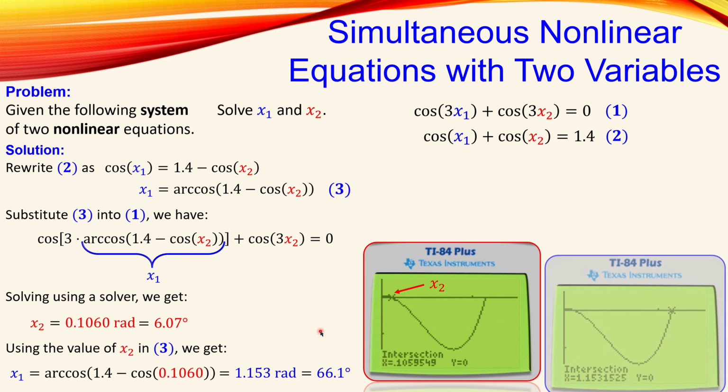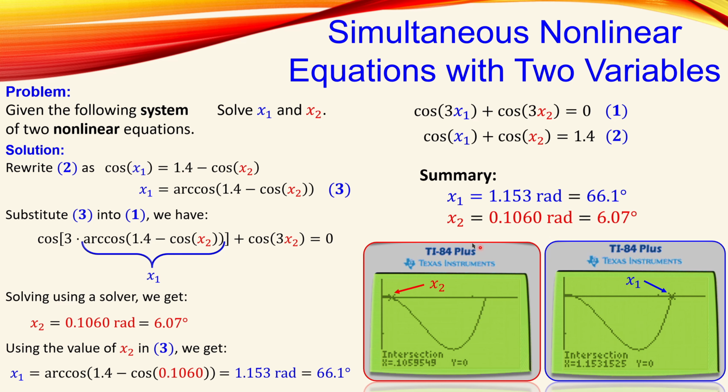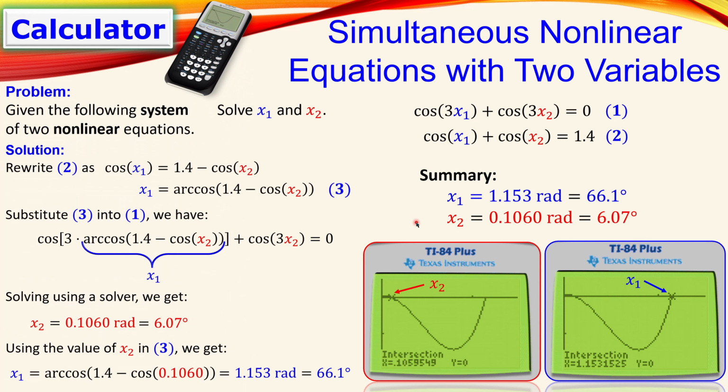And that is the next screen, which is actually shown here. That is another intersection, which is x1. So we have two intersections actually. One of them is on the left side, which is x2, and the other one is x1. In summary, we have these results: x1 is 66.1 degrees or 1.153 radians, and x2 is shown here as 6.07 degrees or 0.1060 radians. And this is now done using the calculator. So that is the first part.